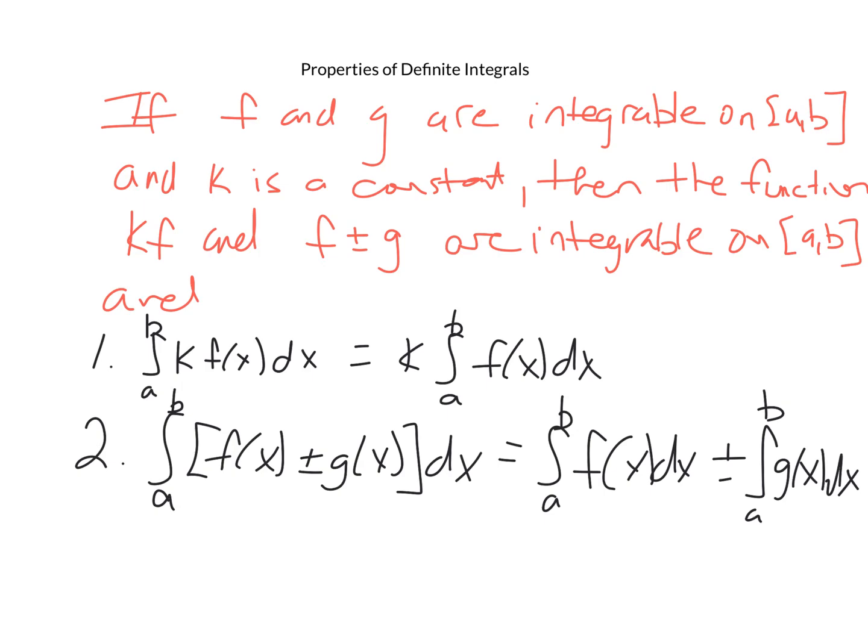All right, so some properties of definite integrals. If f and g are integrable on [a, b], and k is a constant, then the functions kf and f plus or minus g are integrable from a to b. And here are the rules written out. Anytime we have a coefficient or some constant we're multiplying by, we can move it up front so it'd be easier to integrate. And every time we're adding or subtracting, we can separate them and integrate each function individually. We'll do an example where we do that right now.